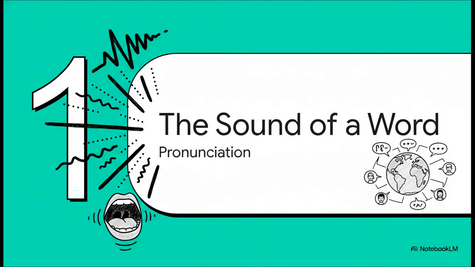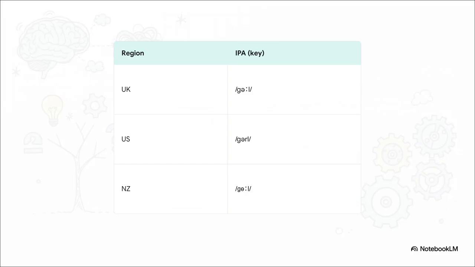Okay, so let's start at the very beginning. The first thing you do with a word, before you even think about its meaning, is you say it. But it turns out even the sound isn't straightforward. The way we pronounce girl actually changes quite a bit depending on where you are in the world. Now, don't worry, this chart looks super technical, but what it's showing us is fascinating. In the UK, you get this kind of long vowel sound, girl, but in the US, you get that hard R at the end, girl. And in New Zealand, it's different again. So right off the bat, this one simple word doesn't even have one single simple sound.